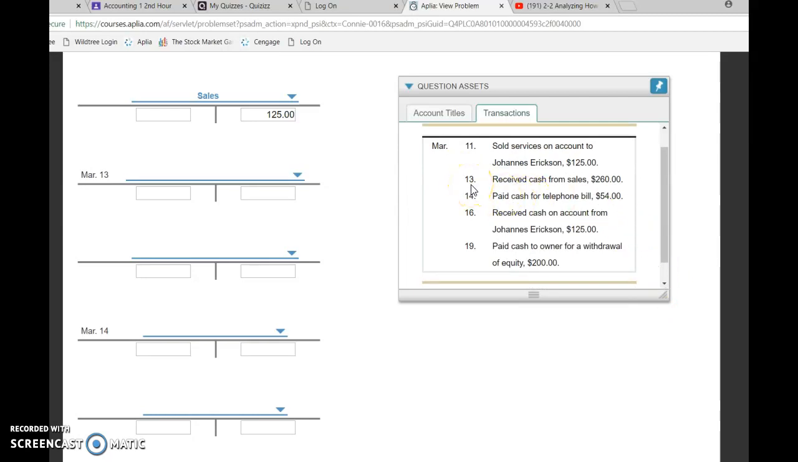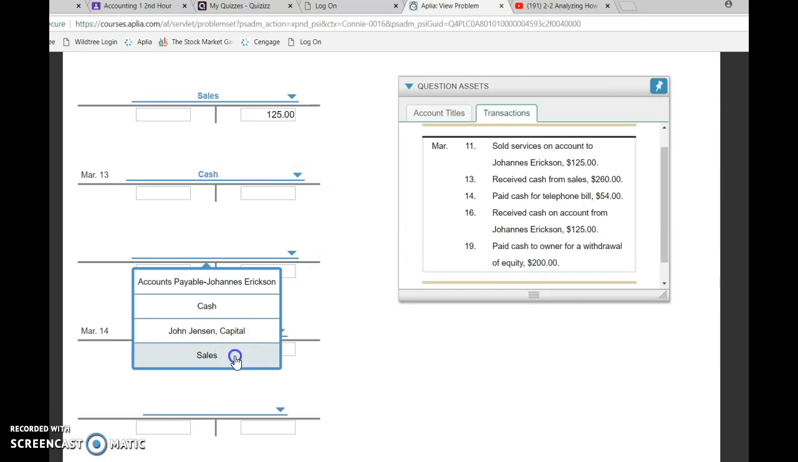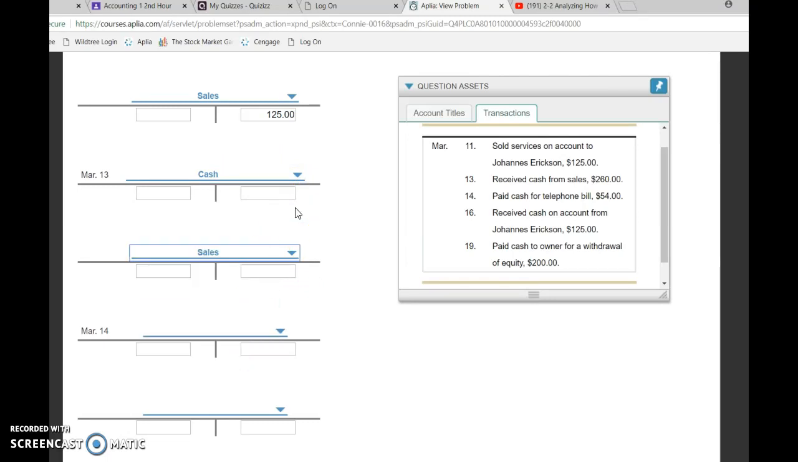All right. March 13th, received cash from sales, $260. Michael, which 2 accounts? Cash and sales. Okay. We received cash, so cash is on the debit side, $260. And sales is on the credit side.